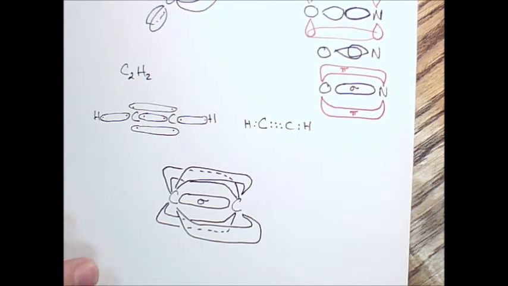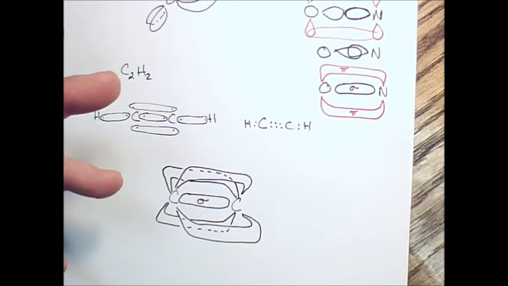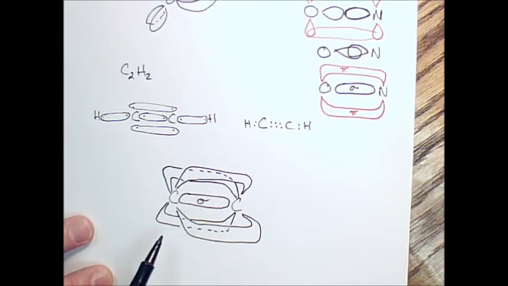You can imagine it's taken me a long time to figure out how to do that. It's kind of tricky. If you haven't had art, if you're not good at that, it's kind of hard to figure it out. But I don't expect you to be a perfect artist on this stuff. Just have a reasonable representation and understanding of what's going on. So that's our triple bond.